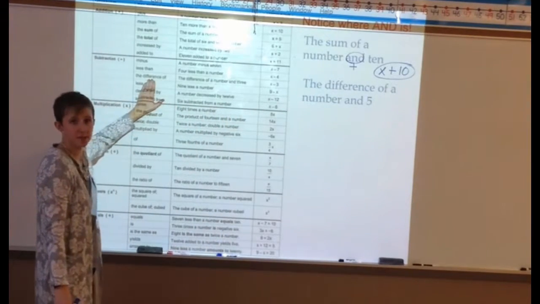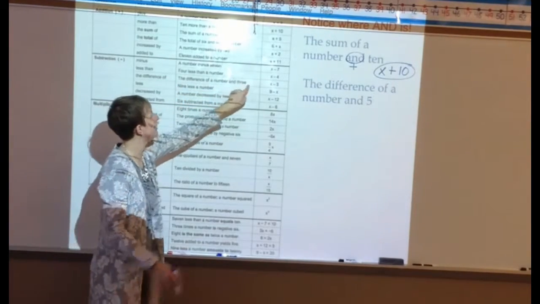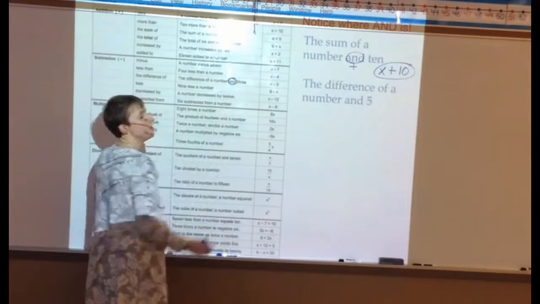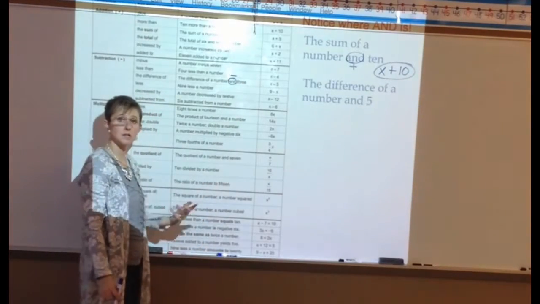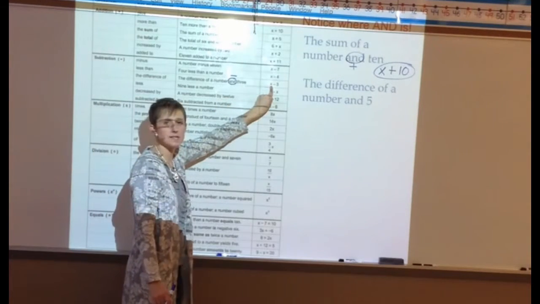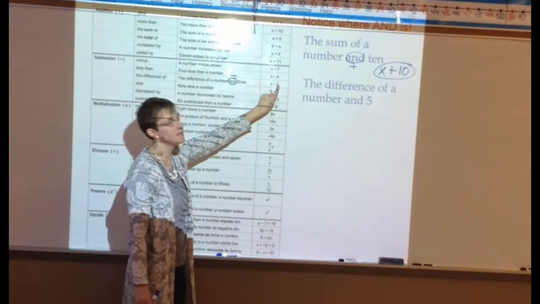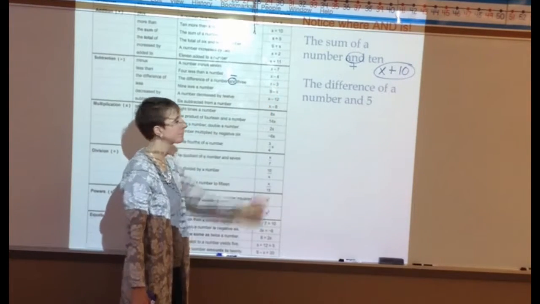Focus on the difference of. Drag your finger over to the example. The difference of a number and 3. Notice that and. That tells us where to bring the subtraction sign in. Please circle that in your notes and put the subtraction sign above it. So if we slide over to the translation, it's a variable minus 3. The difference of a number and 3.